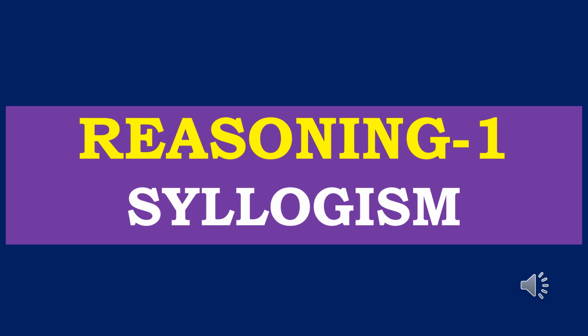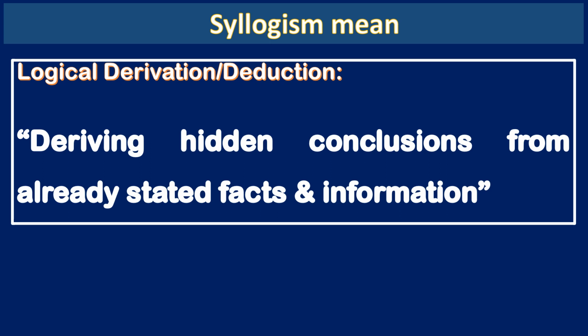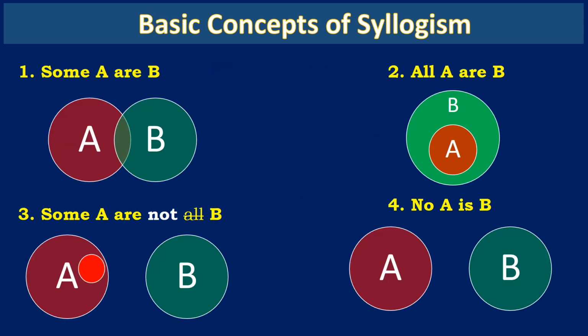Reasoning 1. Syllogism. Basic concepts of syllogism. Syllogism is a logical argument in which a conclusion is drawn from two premises. The conclusion is valid if the premises are true and the argument is structured correctly, that is, deriving hidden conclusions from already stated facts and information. In syllogism, Venn diagrams are used to visually represent the relationship between the different classes or categories of objects or entities that are being considered.